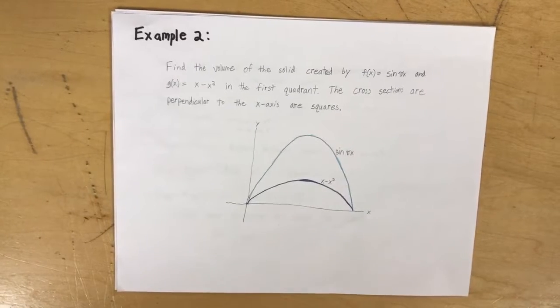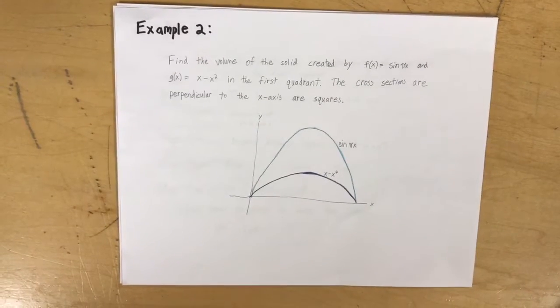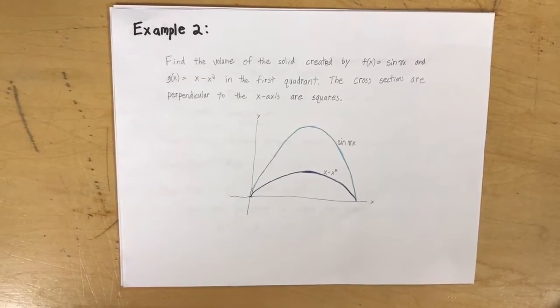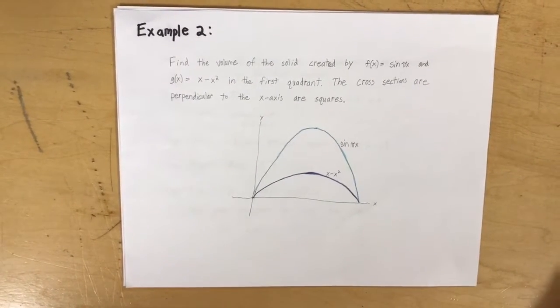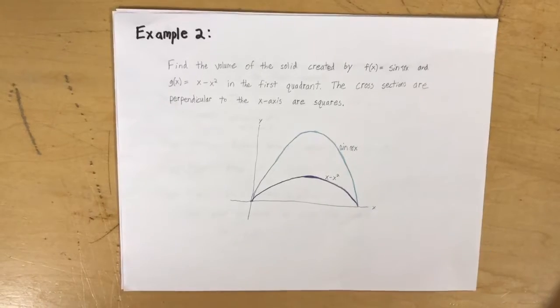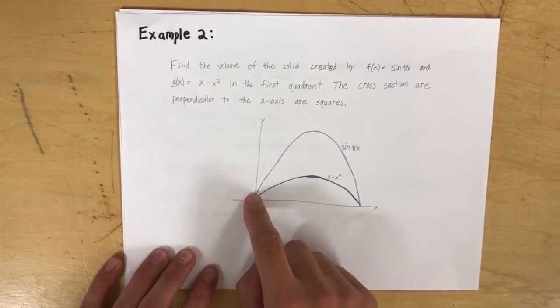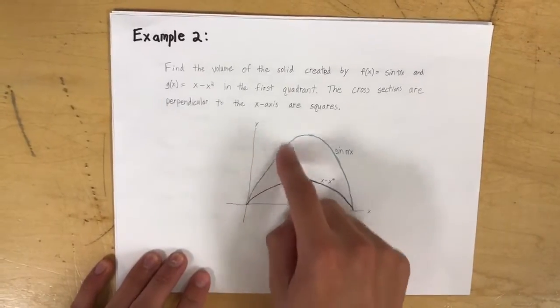Example 2. Find the volume of the solid created by f of x equals sine of pi x and g of x equals x minus x squared in the first quadrant. The cross-sections are perpendicular to the x-axis and are squares. So that means that the figures that we are making are going to be in this set of boundaries.